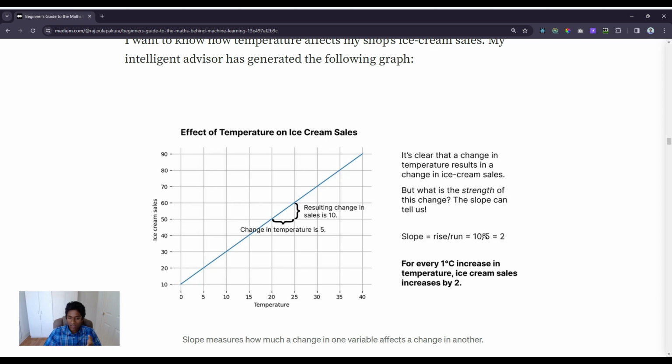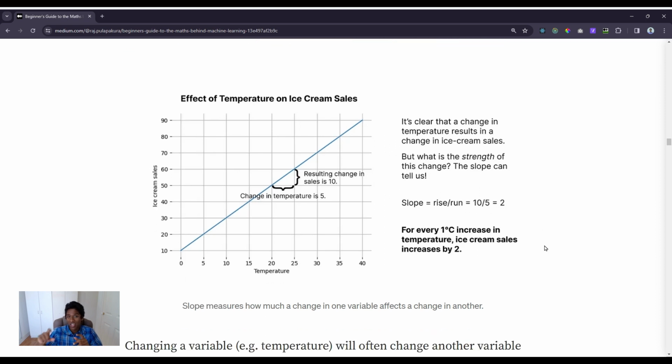To calculate the slope, we just take the rise over run. The rise is the change in y, and the run is the change in x. So 10 divided by 5 is 2. What does this tell us? Well, it tells us that for every 1 degree increase in temperature, ice cream sales increase by 2. And that's the strength of that relationship.